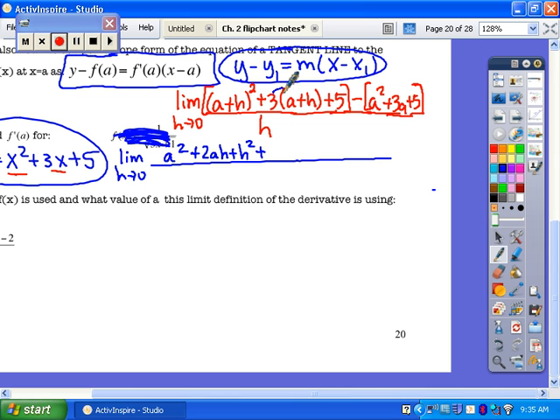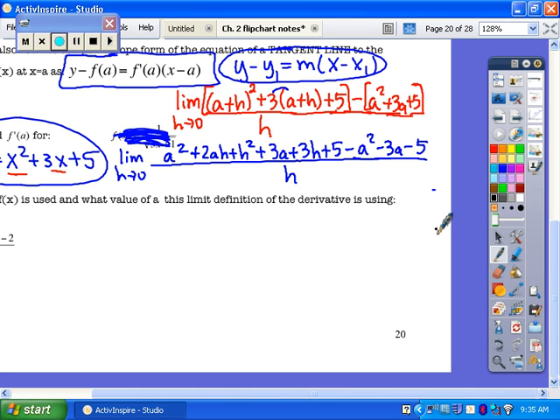Then I distribute the 3. So that gets me 3a plus 3h plus 5. Then I also distribute the negative. That's negative a squared minus 3a minus 5 all over h.